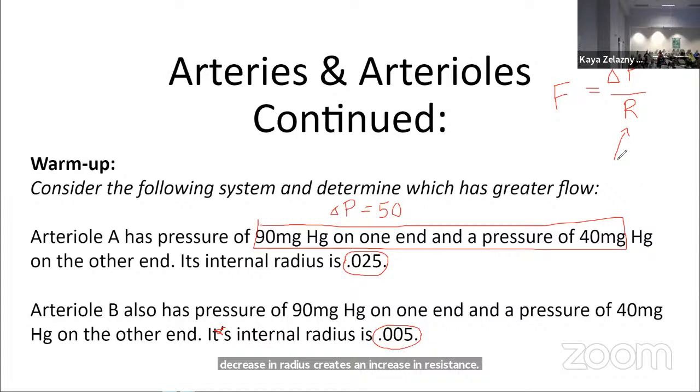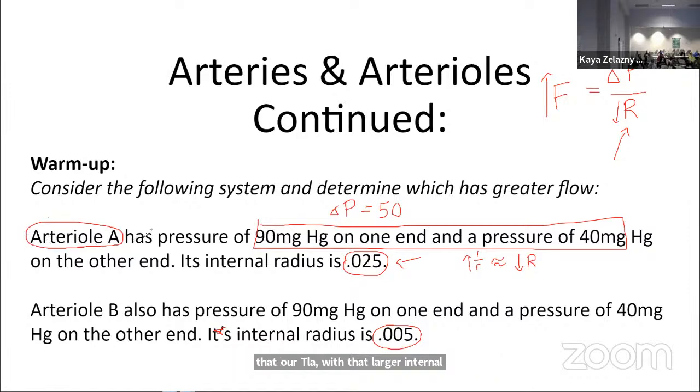They're inversely proportional. So all we're looking at here is that arteriole A, with its larger radius, right? So it has a greater little r radius. We have an inversely proportional relationship, meaning our resistance goes down. Okay, so if our resistance is lower and our pressure stays the same, we're dividing by a smaller number, so our flow rate is higher. So our answer here would be that arteriole A with that larger internal radius is going to have a greater flow rate.